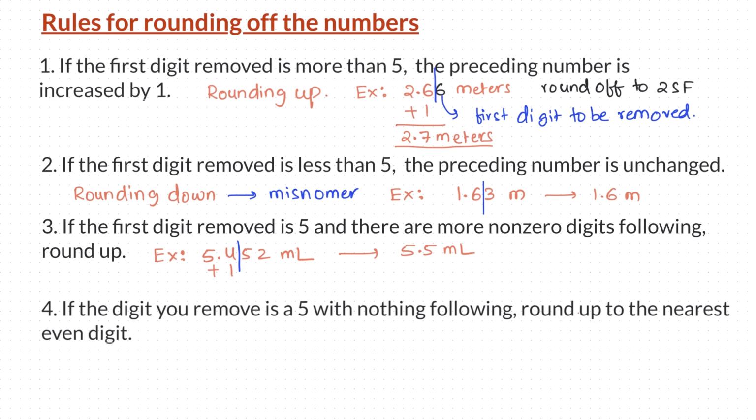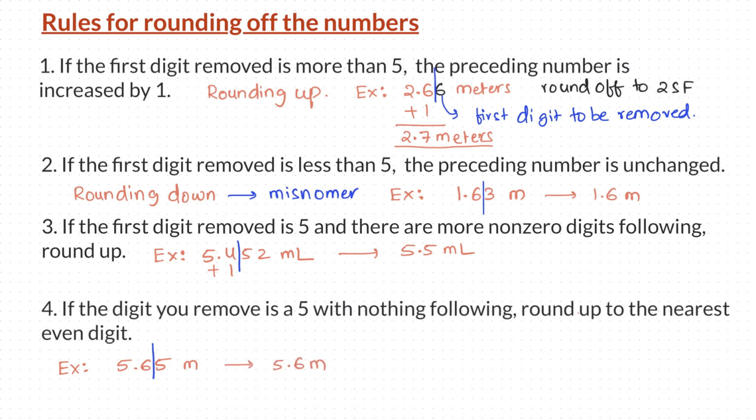Rule number 4. If the first digit removed is 5 and there are no non-zero digits after the 5, then we round to the nearest even digit. For example, we have a measurement 5.65 and we need to round this measurement to 2 significant figures. The first digit we remove is 5 and there are no non-zero digits after the 5. Therefore, we round it to the nearest even digit. Since the preceding number is already even, we keep it that way. The resultant measurement becomes 5.6 meters.